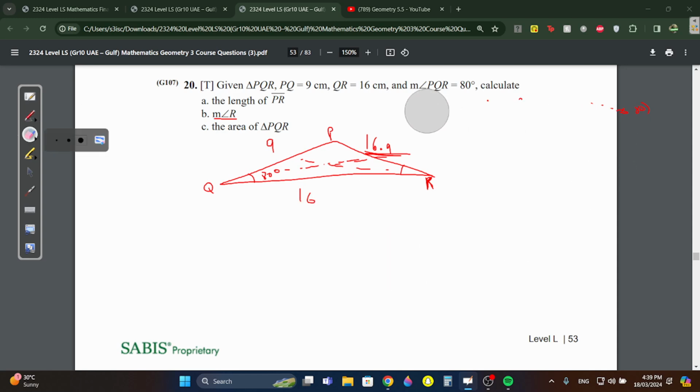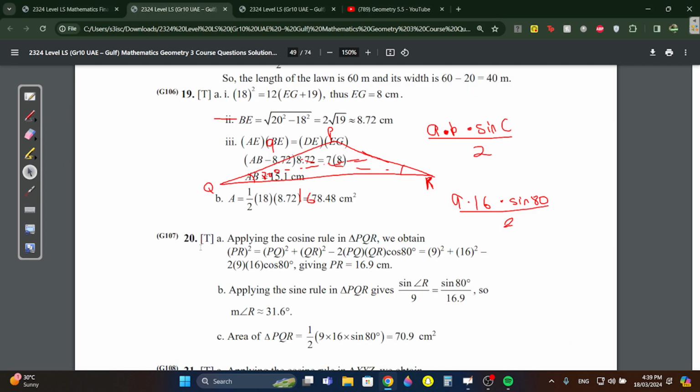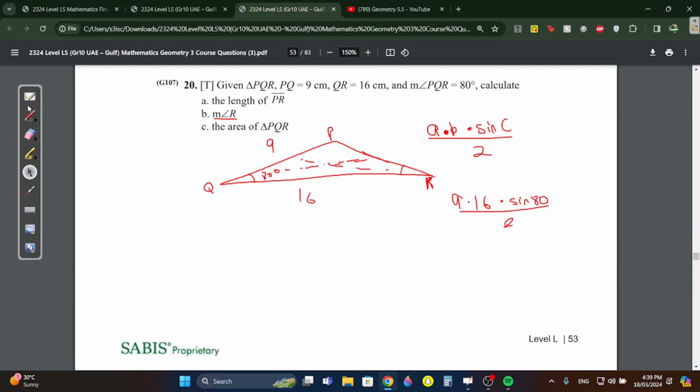The area of PQR, very easy. If you have two sides and the angle between them, and they ask to find the area of that triangle, it's a times b times the sine of the angle between them, let's say C, over 2. This is the rule, I did it earlier also. So 9 times 16 times sine 80 over 2. You get 70.9 centimeters squared.